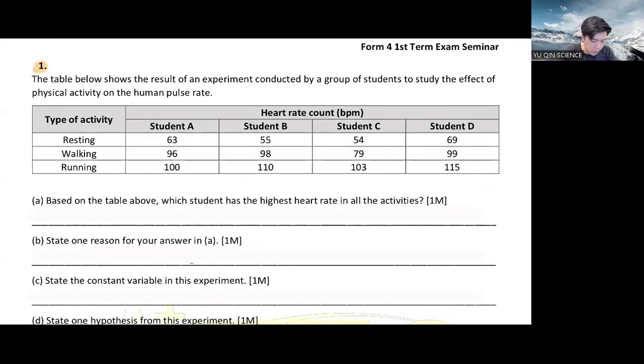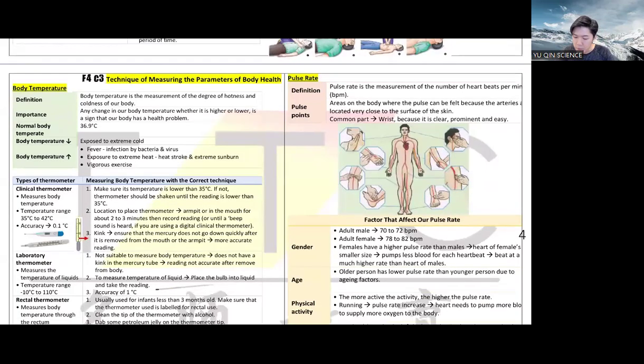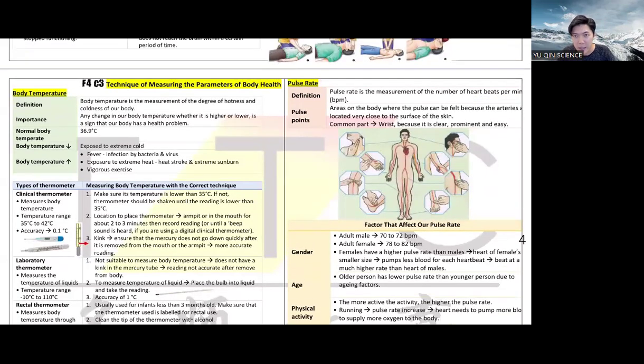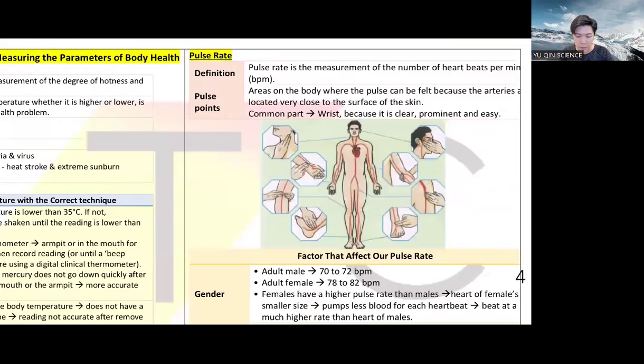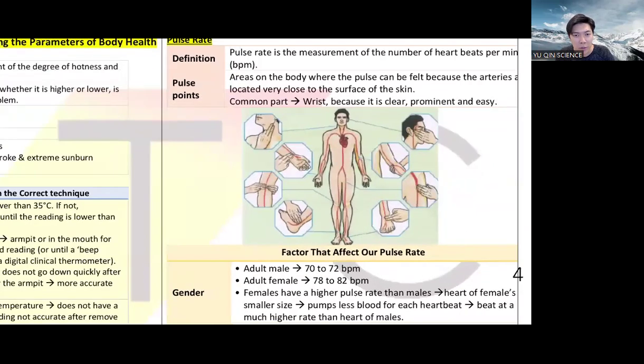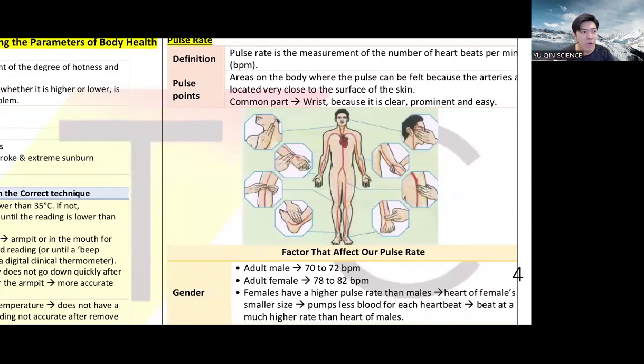Speaking about pulse rate, basically it's called BPM, beats per minute. How many heartbeats you have in 1 minute. The pulse rate is measured from your pulse point. A pulse point basically means an area on your body where it is more obvious to feel the pulse, which is the wrist, behind the elbow, and near the temple area where you press your head when you have a headache, and so on. Try to remember a few, maybe 2 or 3 is enough.